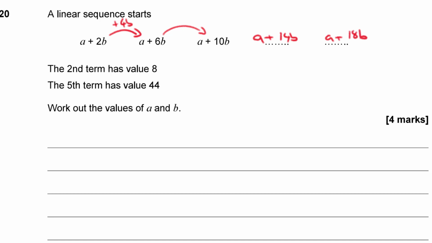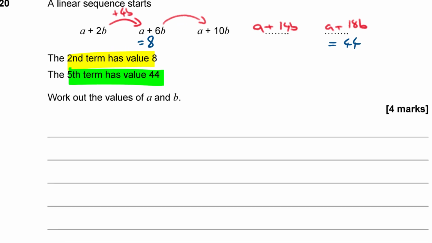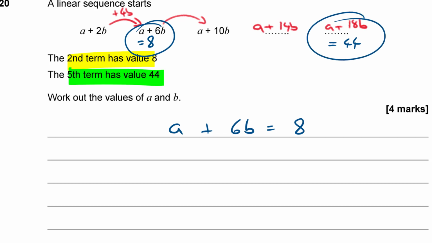Now I'm told in the question that the second term has value 8. So this one was worth 8. And the fifth term has value 44. So this term here is equal to 44. So what I've got then is a pair of simultaneous linear equations in A and B. So this term here gives me that A plus 6B is equal to 8. And this one here gives me A plus 18B is equal to 44. Okay, so that's equation 1, equation 2.